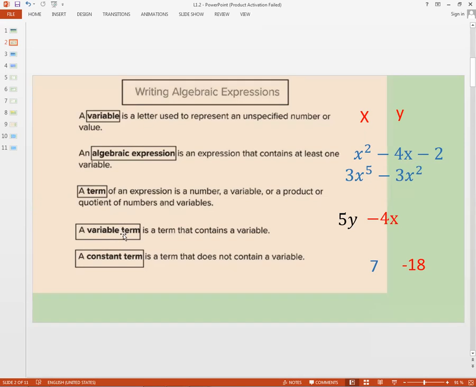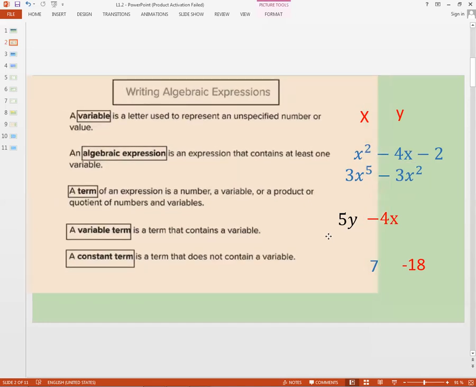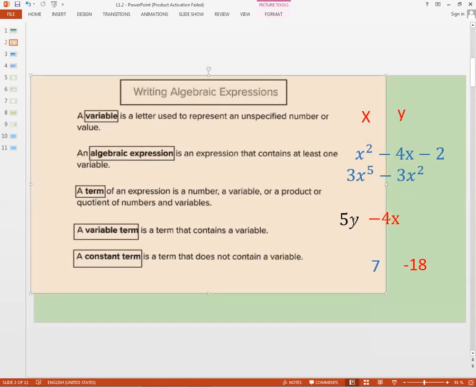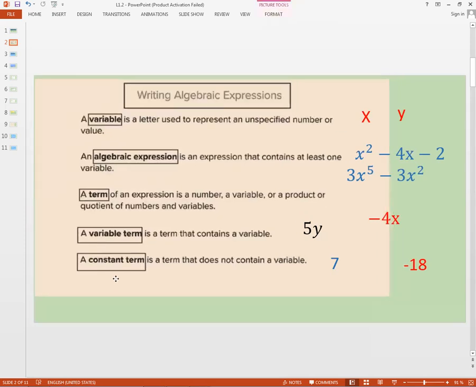We have another, number 4 here, variable term. What's the difference between a variable term and a constant term? A variable term must contain a variable, must contain a symbol, like, as I told you, 5y. This is a variable term. What about a constant term? As 7. It's a constant term, because no symbols here.